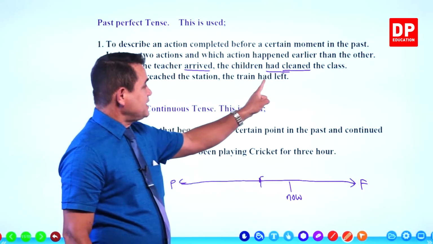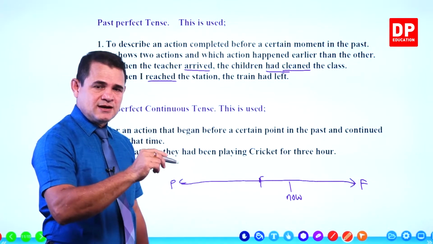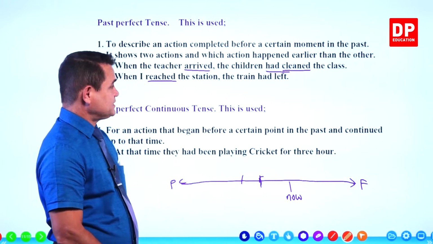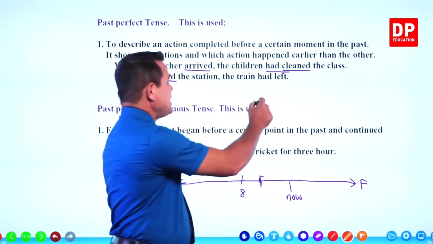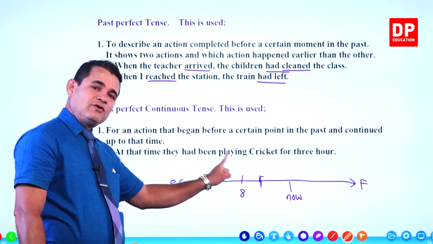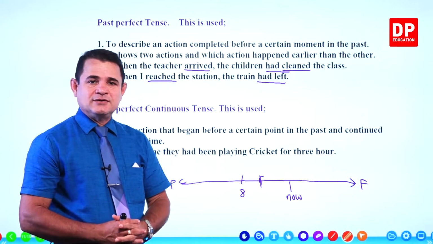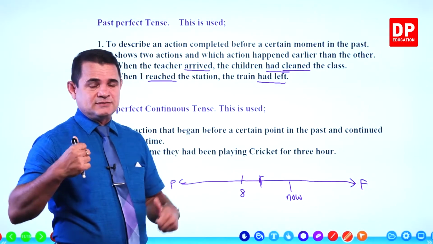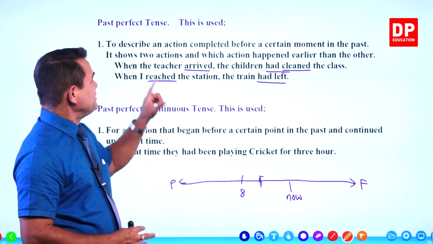When I reached the station, මම ස්ටේෂන් එකට ළඟා වන විට, the train had left. There are two actions. One is reach, මම railway station එකට ළඟා වන විට, a certain point in the past. The train had left. We'll say that I reached at 8. Train had left, ගිහින් තිබුණා. එතකොට ඊට කලින් train එකක් ගිහින් තිබෙන්නේ. One action before past. This is past before past. Had left. When I reached the station, the train had left. Reached past tense, මං ළඟා වෙන විට train එකක් ගිහින් තිබුණා, had left. Past before past.